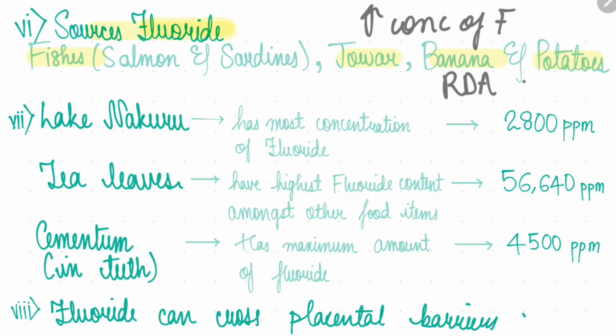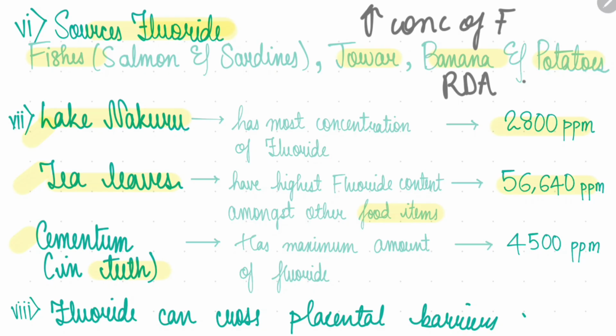Now, these are the things which have the highest concentration of fluoride. Talking about the geographical area which has the highest concentration of fluoride, it is Lake Nakuru. It has the highest concentration of fluoride amongst all geographical areas, about 2800 ppm. Now, which food item contains the most fluoride? It's tea leaves. It contains approximately 56,640 ppm of fluoride.